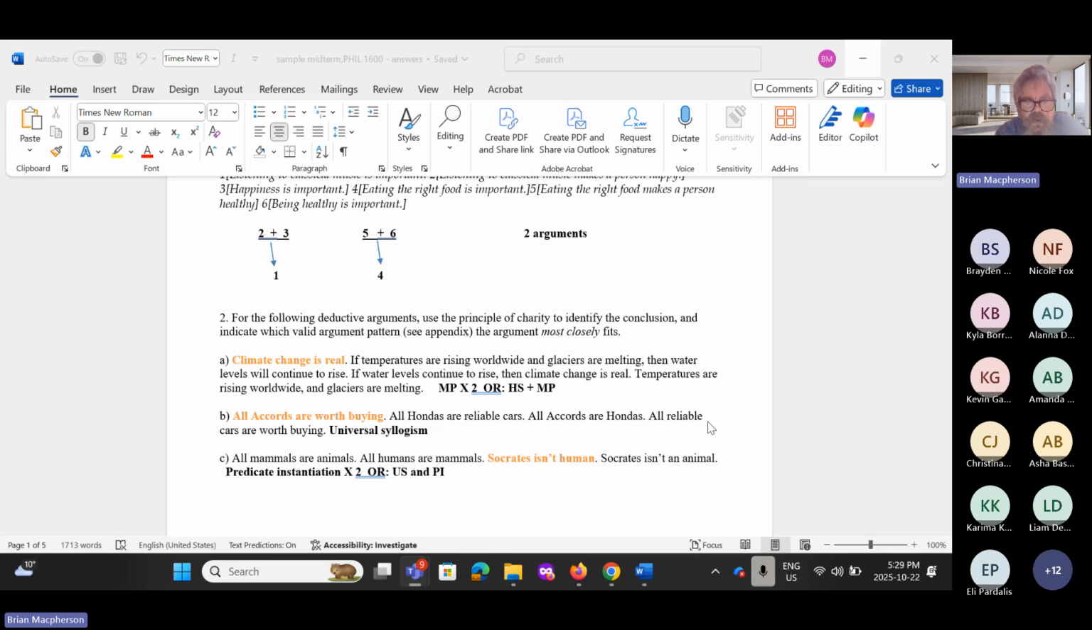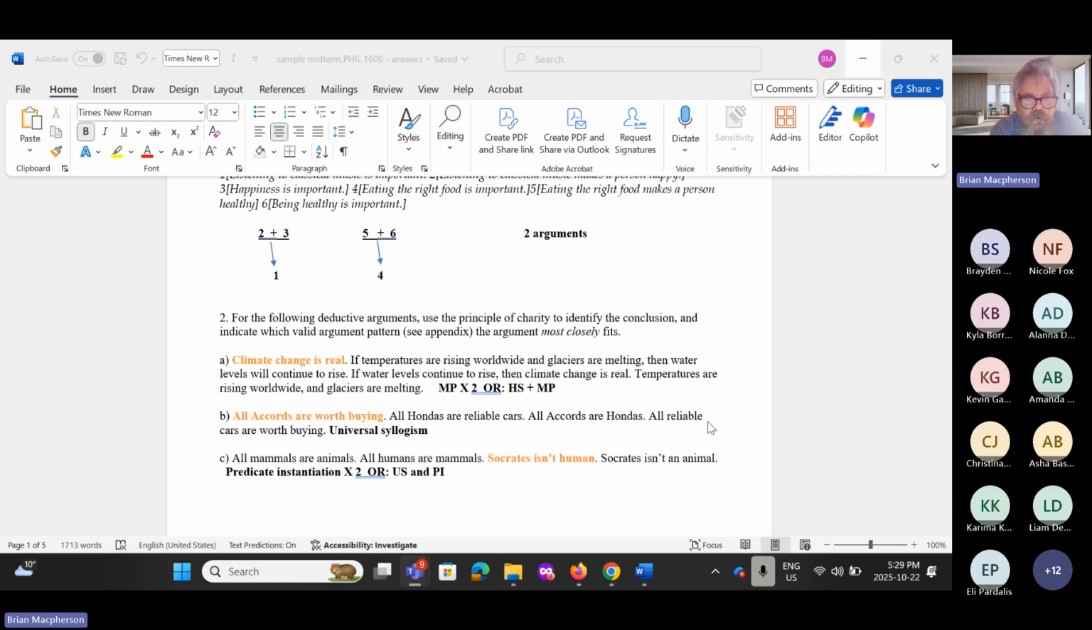So climate change is real is the conclusion. And you could put that either by using modus ponens twice or by using hypothetical syllogism. Remember, hypothetical syllogism is: if P then Q, and if Q then R, then if P then R, right? That's called a hypothetical syllogism. All right. We go to number B.